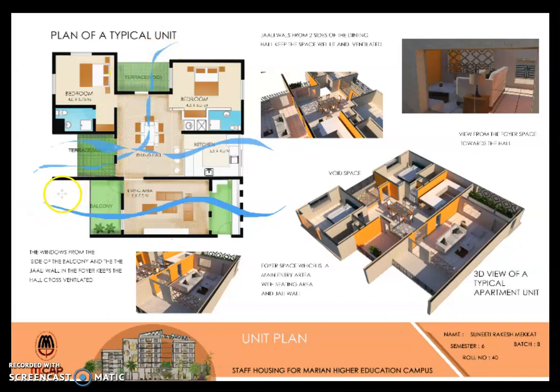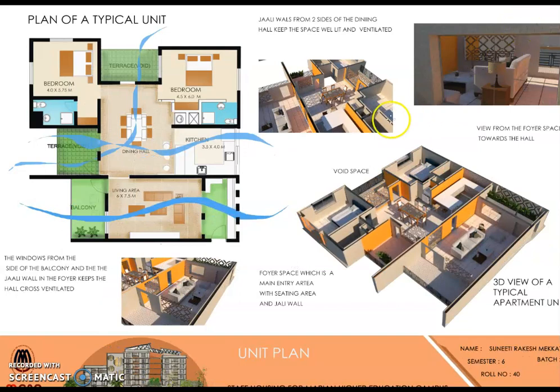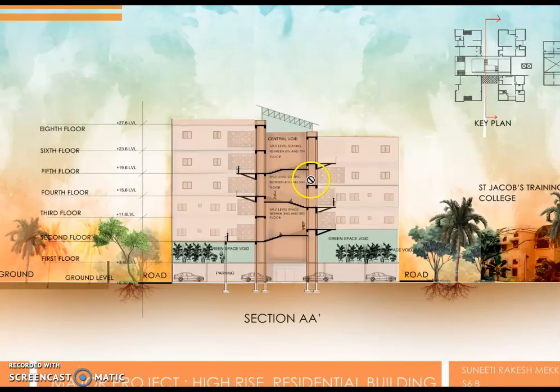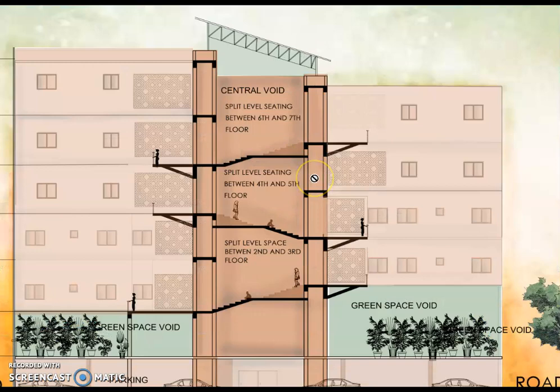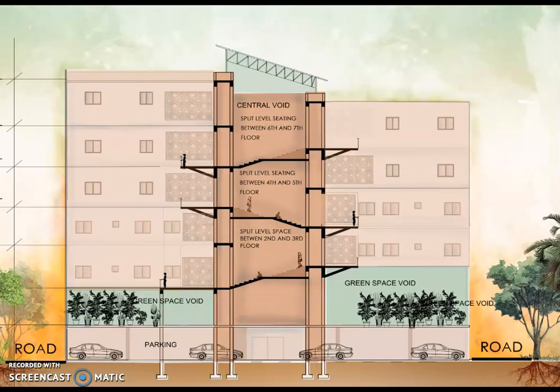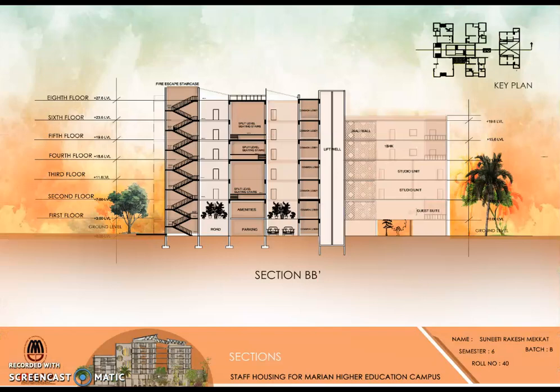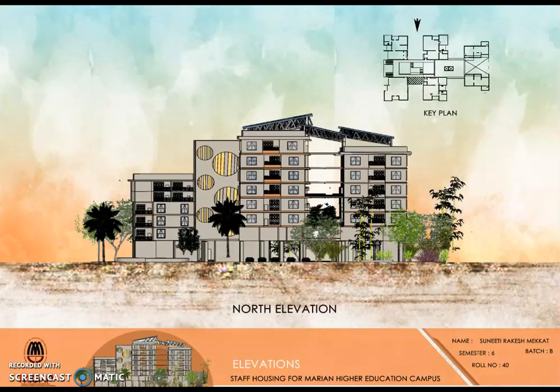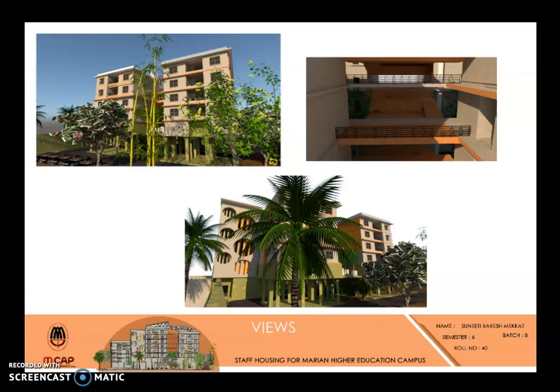make sure that the space is well ventilated. The window in the kitchen lets out the smell from the kitchen due to the direction of wind. These are the views from different positions in the apartment, and this is a 3D view of a typical 2 BHK apartment unit. The sections show the split level stairs explained earlier between the voids and the cross section of the void spaces. These are the elevations. These are the views. Thank you.